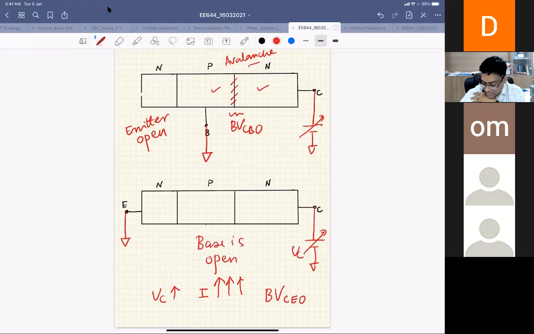This is BVCEO. But here there is no single junction breakdown, because if you look at collector and emitter, there are two junctions between them. When you're talking about collector emitter breakdown, that means both the junctions are breaking, right? But when you're talking about collector base breakdown, BVCBO, that means one junction is breaking, right?